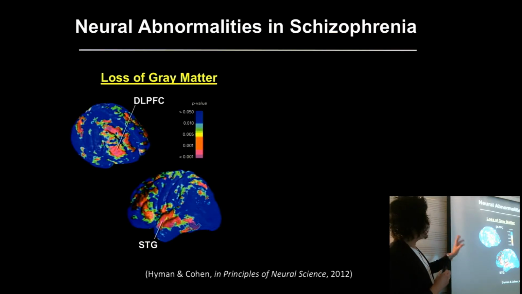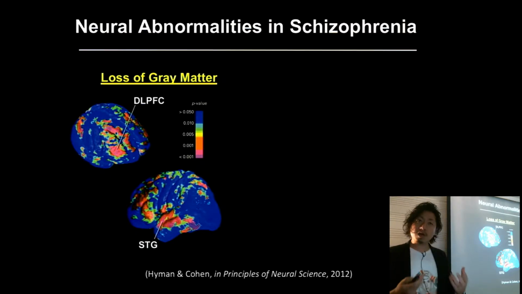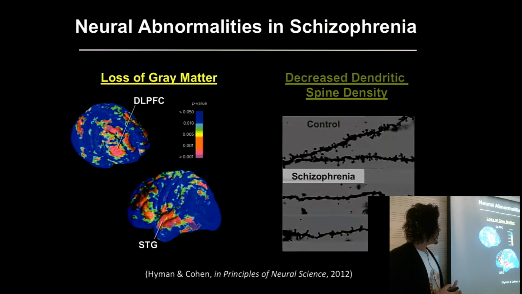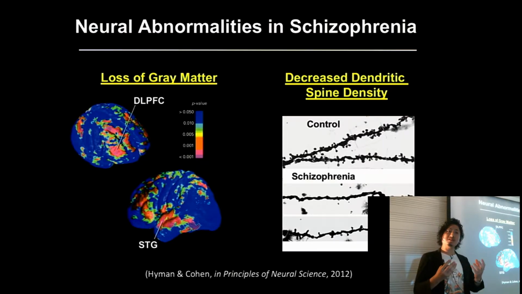So in the schizophrenia patients, they show a loss of gray matter, especially around areas including the dorsolateral prefrontal cortex, and also the temporal areas, like superior temporal gyrus. And then people suggest why loss of gray matter is happening in schizophrenia. Another study has shown this may not be a decreased number of neurons, but more like decreased dendritic spine density.